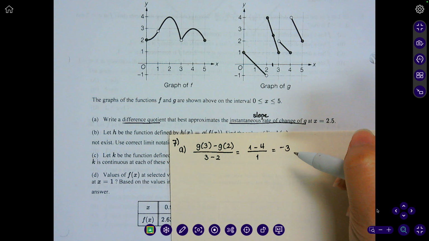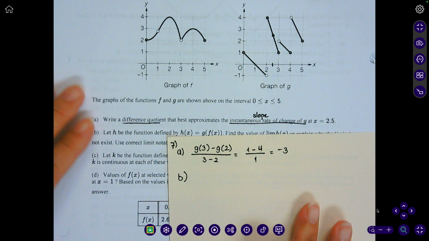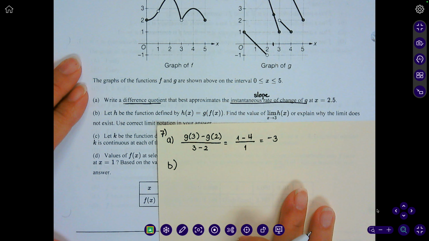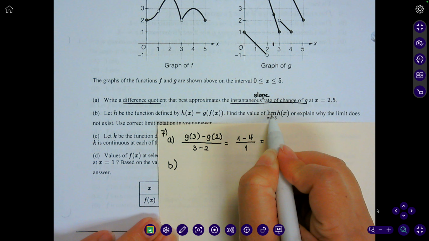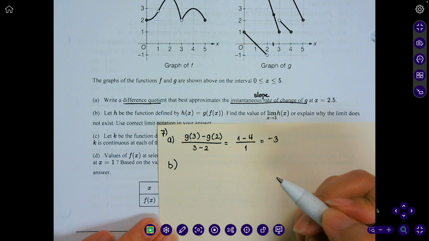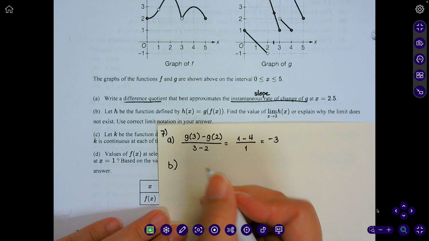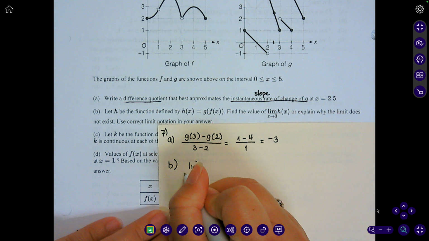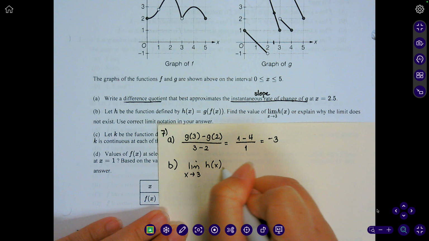Are we good? But that's how you show work, because it's a free response. You can't just write your number. Part B. Let h be the function defined. So this is your h. I want to find the limit as x approaches 3 of h of x, or explain why the limit does not exist. Use correct limit notation in your answer.